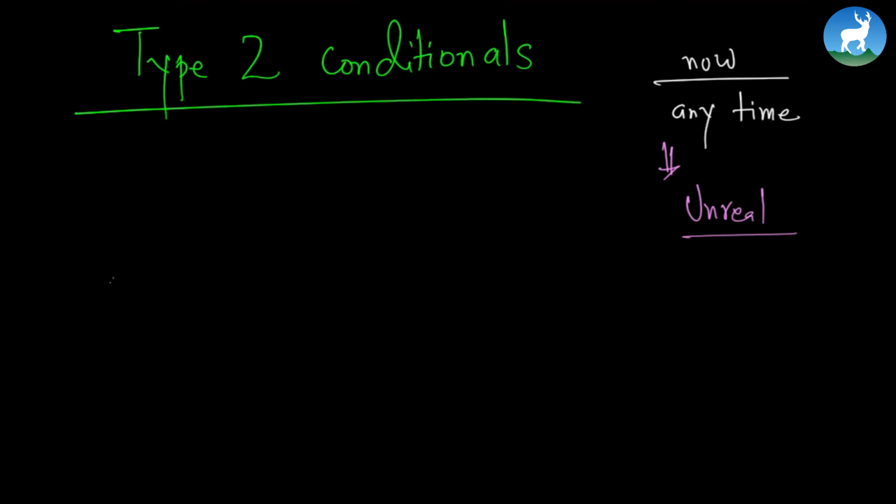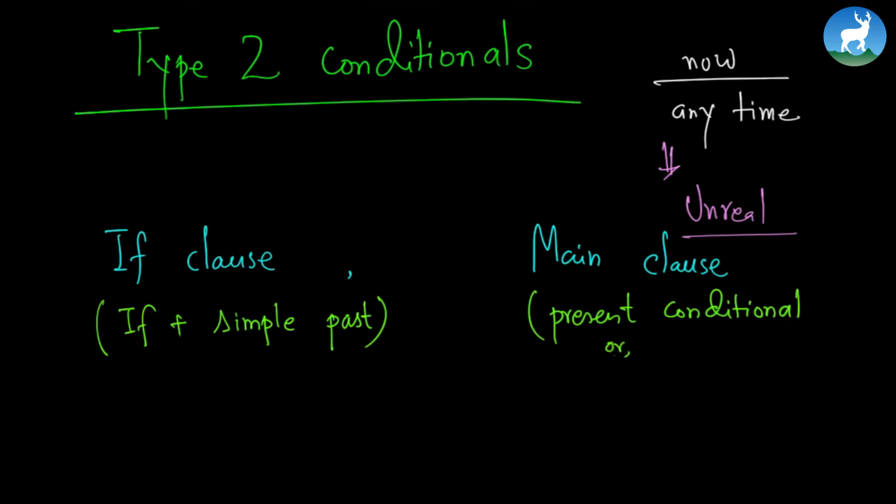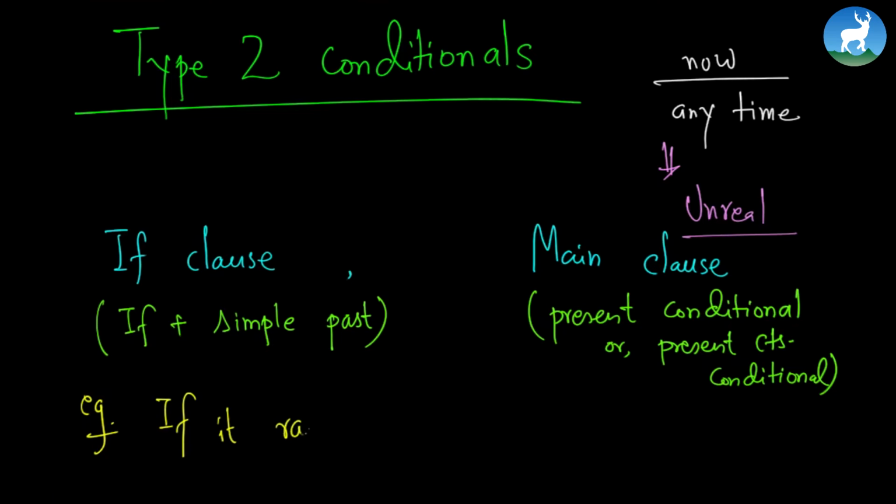So we have two parts, like always. We have an if clause and a comma, followed by a main clause, right? So let's write the structure. So in the if clause, the structure is if plus simple past, followed by present conditional or sometimes present continuous conditional. So if you don't know what that means, no need to worry, I'll teach you, right? Let's write one example. If it rained, you would get wet. If it rained, you would get wet.